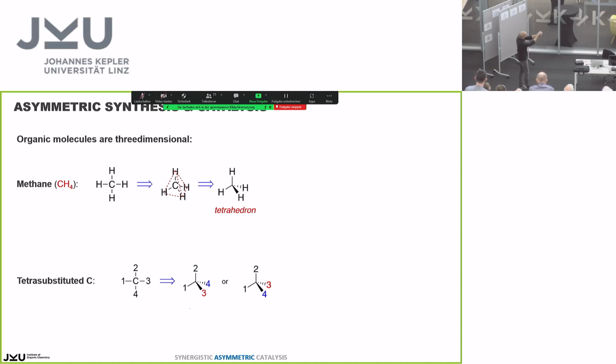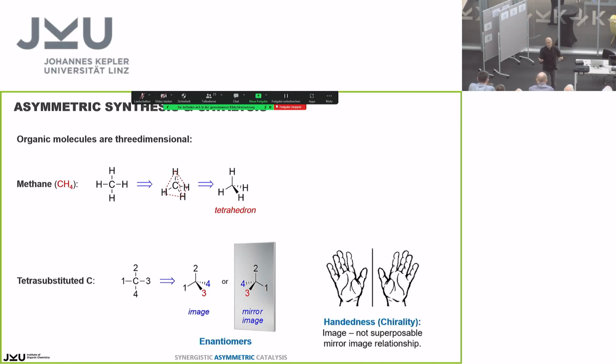What I indicate is this: the bold arrow shows you it goes out of the plane towards you. This dashed arrow shows it goes to the back. So you actually have a tetrahedron with 4 different corners. And if you look at these 2 possible orientations, we call these 2 molecules image and mirror image, or with respect to organic nomenclature, enantiomers.